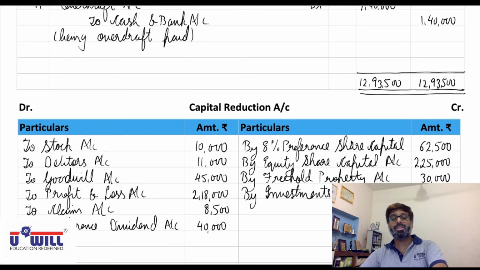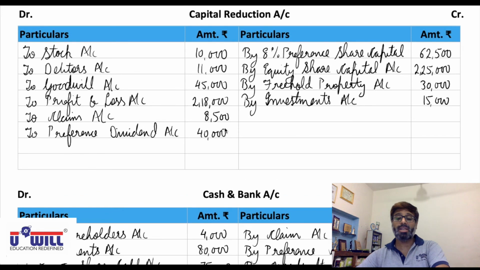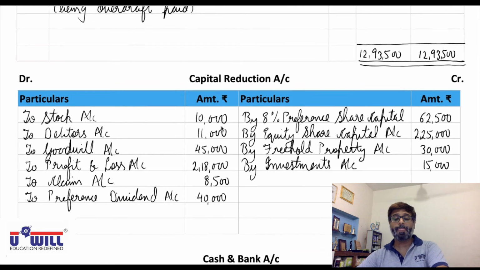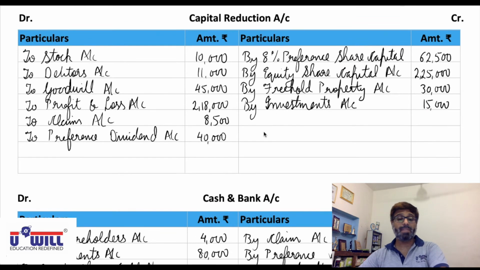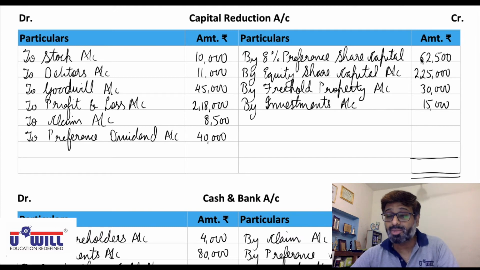Now in capital reduction account, what we have to do? Okay, actually total of journal should not be done here. However, it's right only. In capital reduction account, if any surplus remains, then we are supposed to transfer it to capital reserve. So always first do the credit side total and find out if any surplus remains. 62,500 plus 2,25,000, 287,500, 3,70,500, 3,32,500.